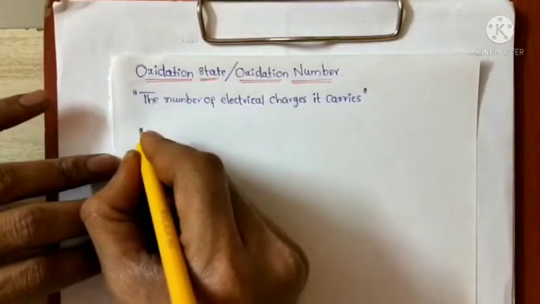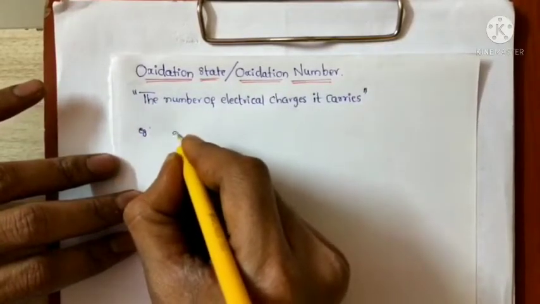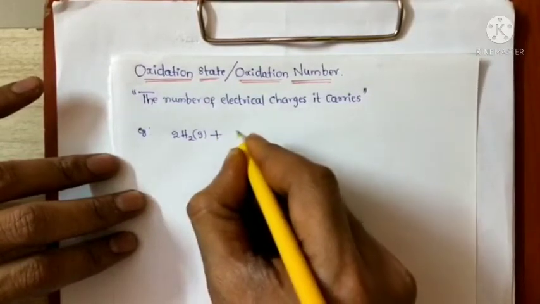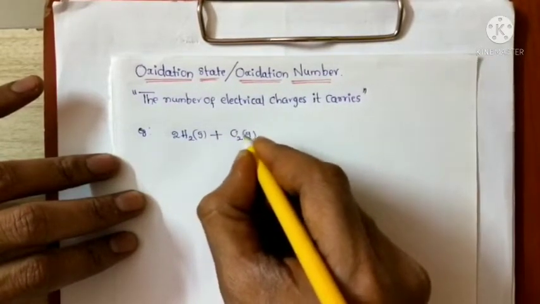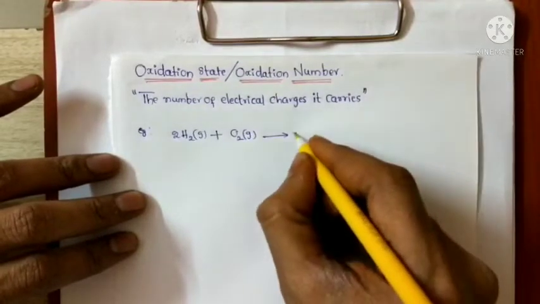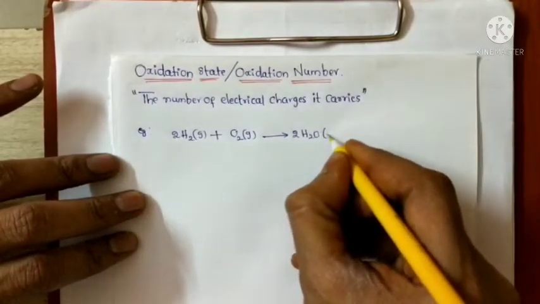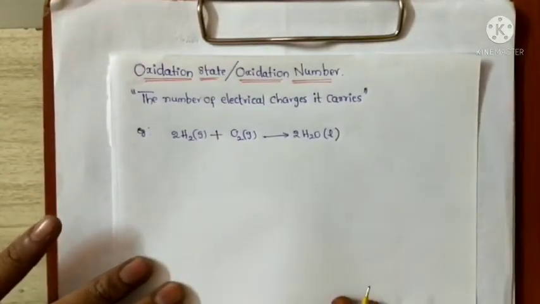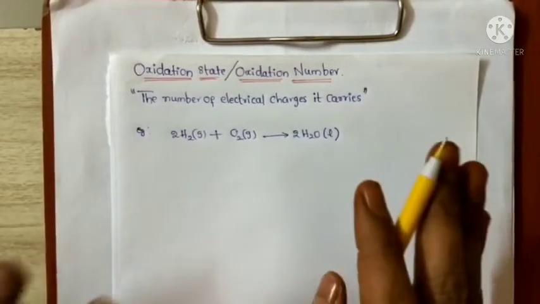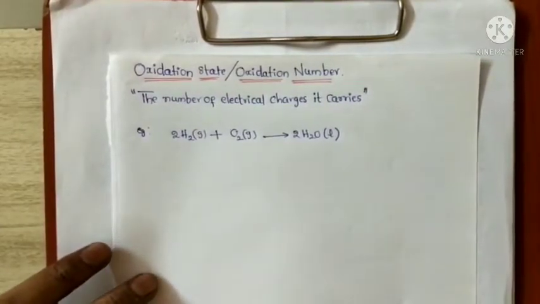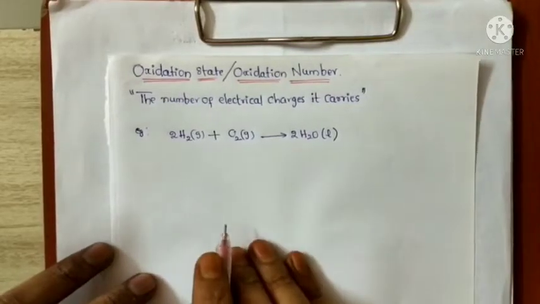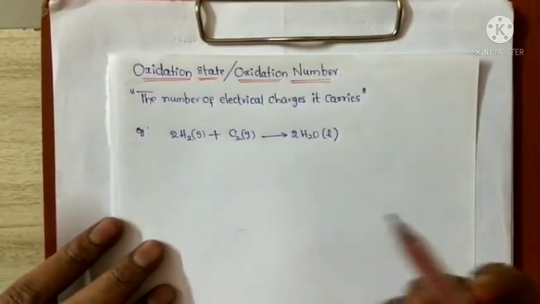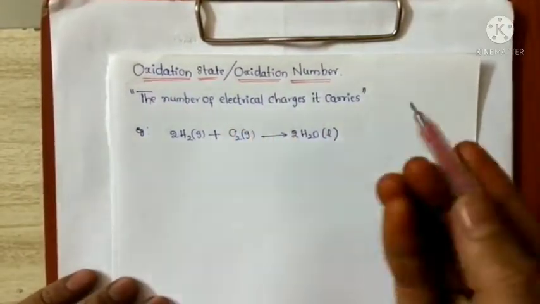The best example: 2 moles of hydrogen gas react with 1 mole of oxygen gas to form 2 moles of water. So this is one reaction. Here water is a polar covalent compound. From this reaction we can identify which element undergoes reduction or oxidation by using the oxidation state or oxidation number.